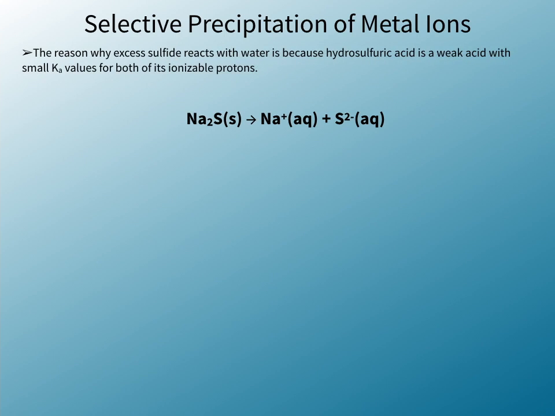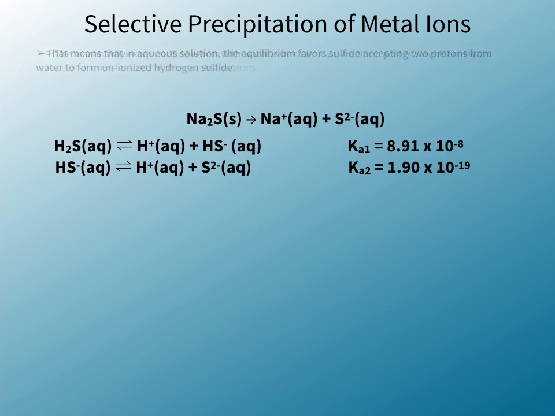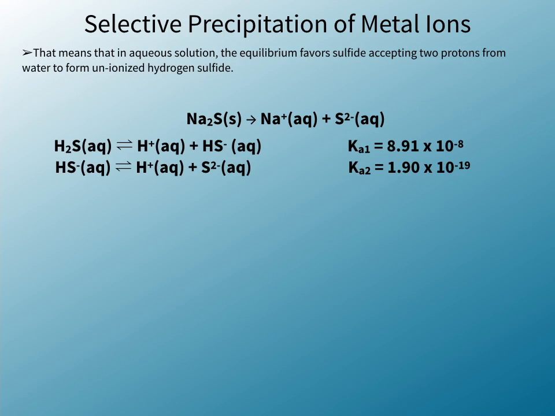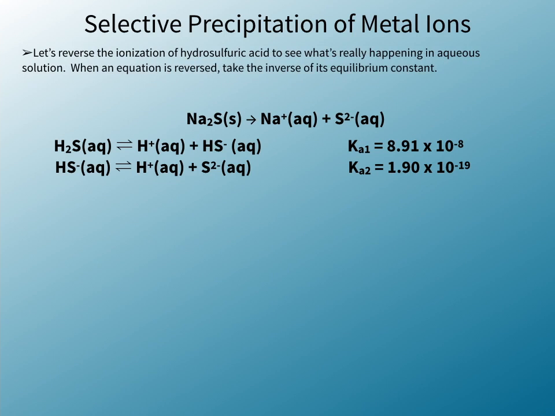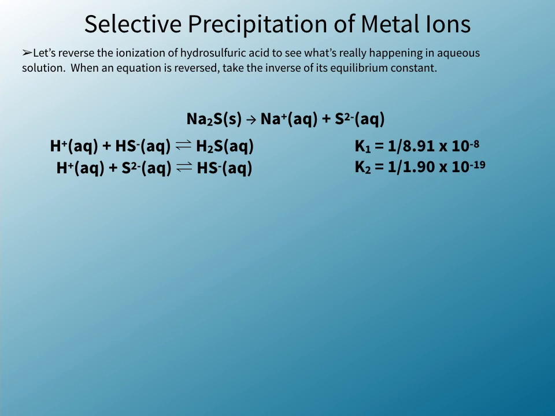The reason why excess sulfide reacts with water is because hydrosulfuric acid is a weak acid with small Ka values for both of its ionizable protons. That means that in aqueous solution, the equilibrium favors sulfide accepting 2 protons from water to form unionized hydrogen sulfide. Let's reverse the ionization of hydrosulfuric acid to see what's really happening in aqueous solution. When an equation is reversed, take the inverse of its equilibrium constant.